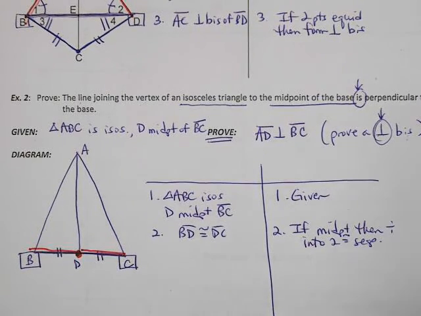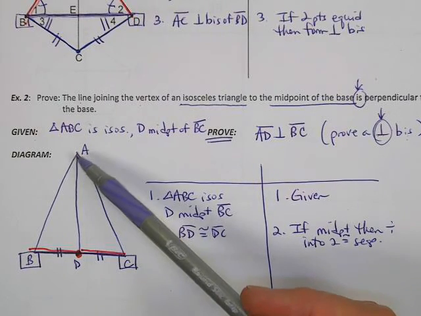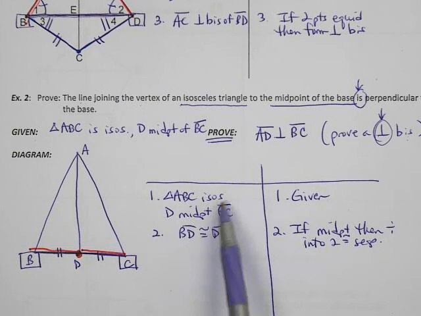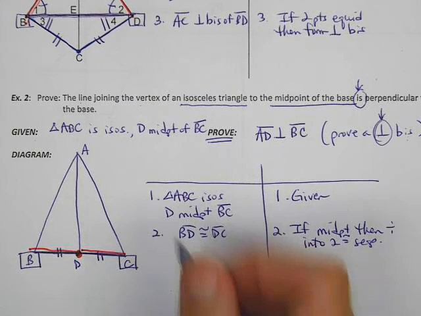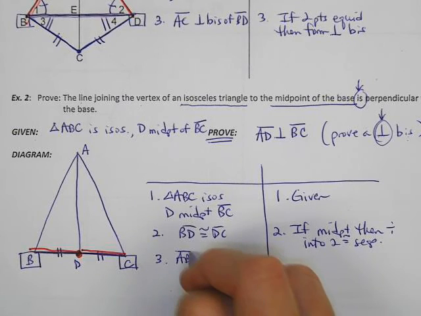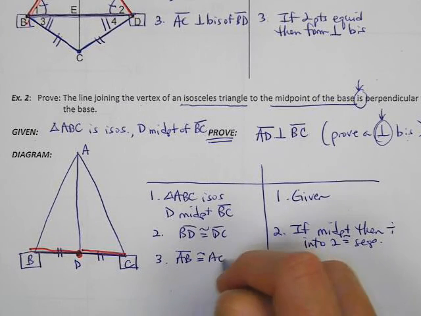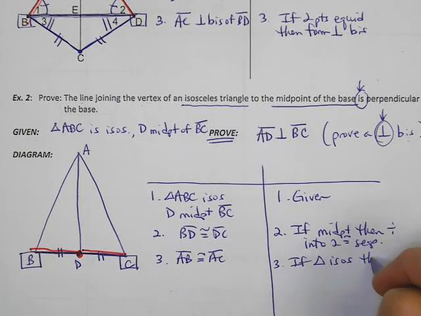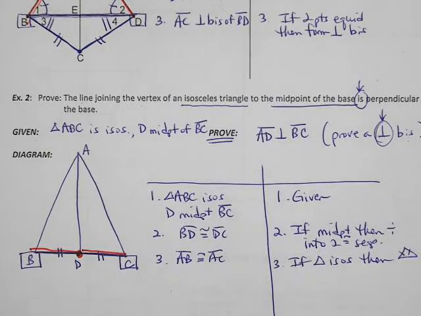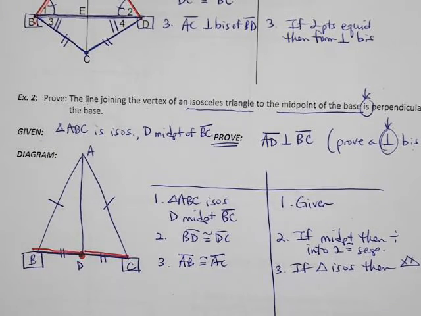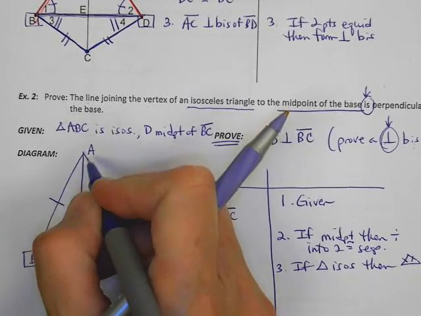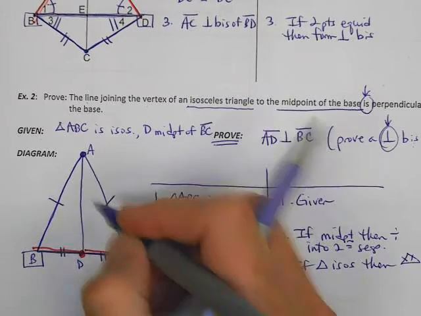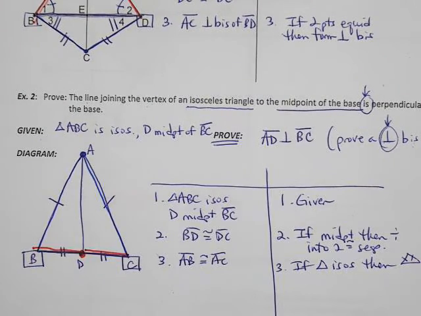Well, the only other point I see on my diagram is A. So how am I going to get A equidistant from B and C? All right, isn't this word isosceles going to tell me that? Can't I say AB is congruent to AC? Because if a triangle is isosceles, then it has 2 congruent sides. So that gets me those 2 congruent. Now that makes me look at point A and know that point A is equidistant because that distance is equal to that distance.